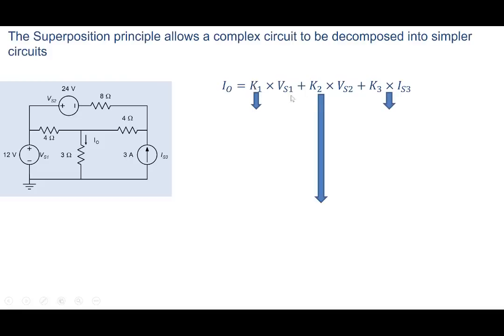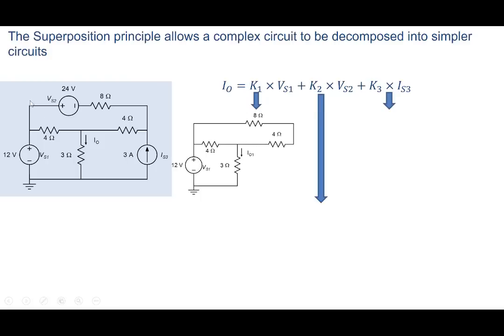Well, what we can do is we can put VS2 equal to 0 and IS3 equal to 0. So we get a circuit. We put VS2 equal to 0, so we short this voltage source. And we put IS3 equal to 0, which means zero current, which means we open circuit it. And we get this circuit here. Now we solve this particular circuit and we'll obtain a value of I01. And the ratio of I01 and VS1 will give us K1.